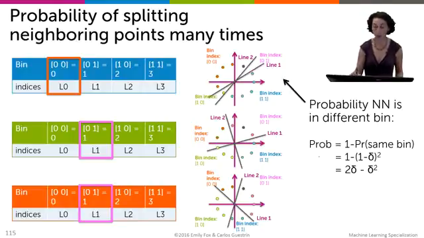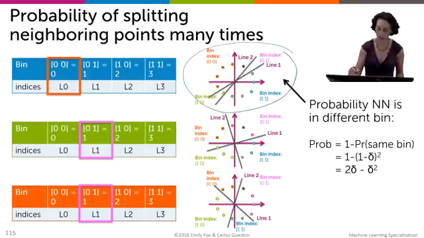In particular, let's just look at this first setup here to begin with. The probability that the nearest neighbor is in a different bin than the query point in this first example is 1 minus the probability that they fell into the same bin. And what's the probability that the query point and the nearest neighbor fall into the same bin? Well, it's the probability that neither the first line nor the second line separated these 2 points.